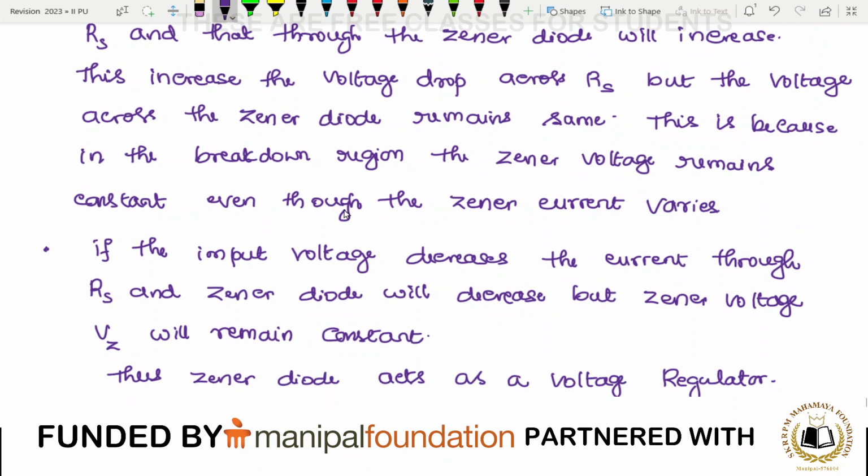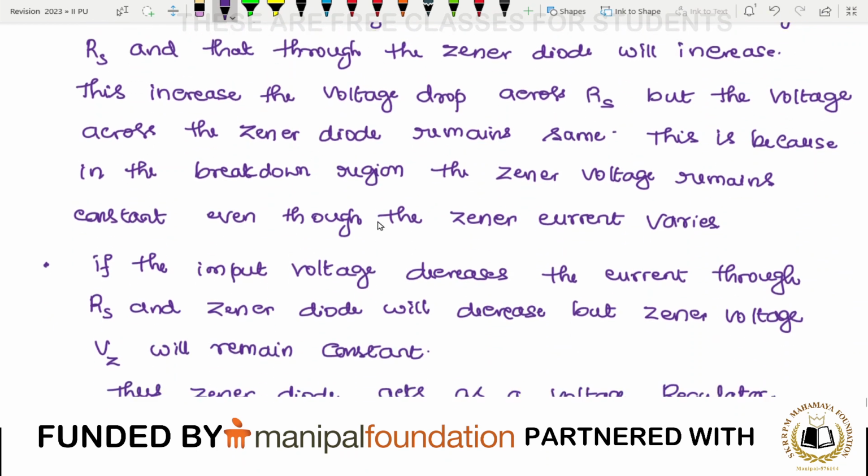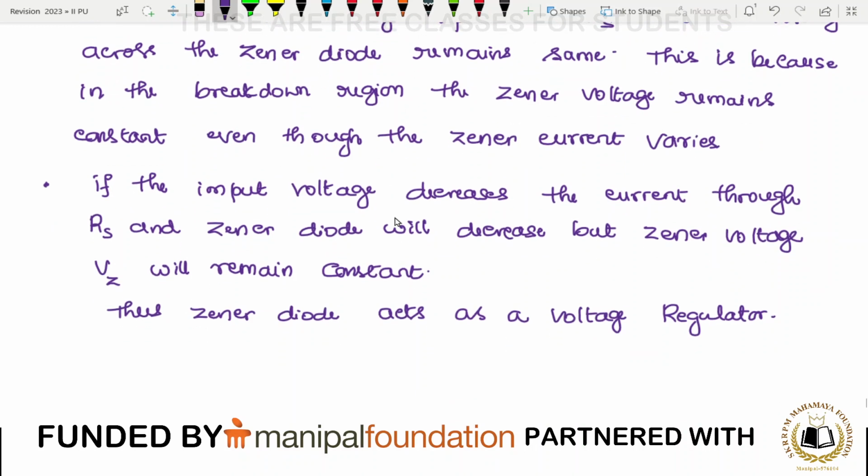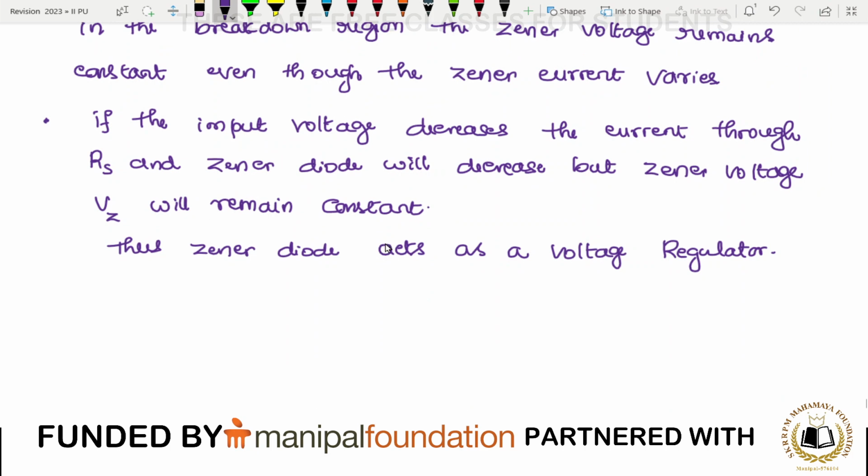If the input voltage decreases, what happens? Current through RS and Zener will decrease, but Zener voltage Vz will remain constant. The Zener acts as a voltage regulator. Okay. So this much about the Zener as a voltage regulator.